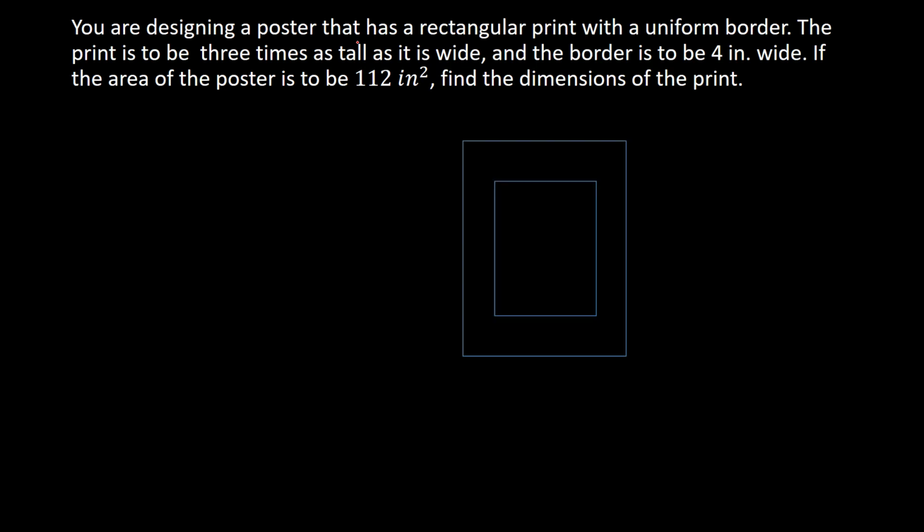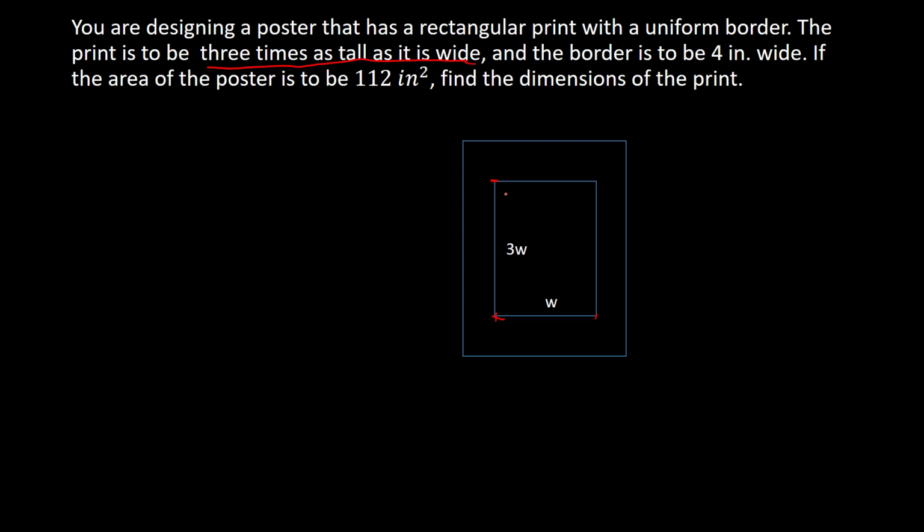So here's a picture of our poster. We have the print here on the inside, and then the border is around on the outside. Okay, let's draw some things on this picture. So we're going to draw some information that's given to us. We have the print is to be 3 times as tall as it is wide. So the width would be right here, W. So the print is from here to here, that's W. And the height is going to be 3 times the width. So from here to here, that's 3 times the width.